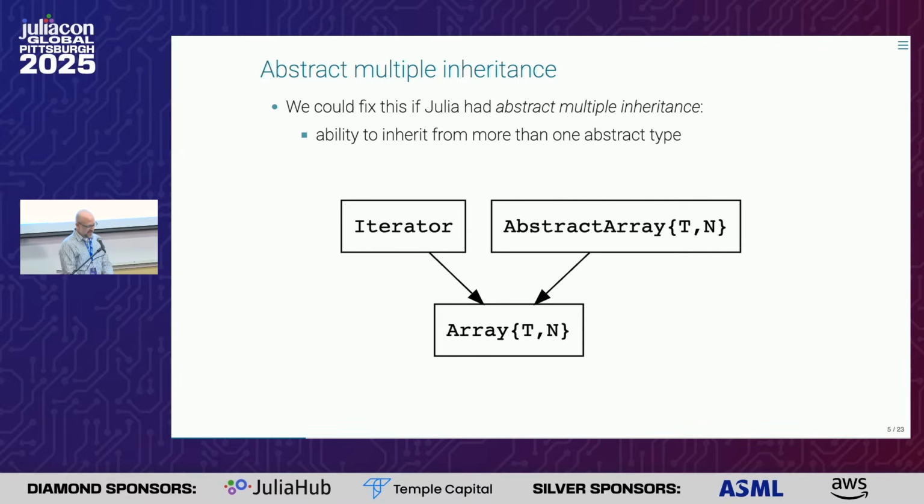So we could fix this if Julia had abstract multiple inheritance, which is the ability to inherit from more than one abstract type. In this hypothetical example, we have multiple inheritance. We could define the array type to inherit from both iterator and abstract array. So now you could send an array type to the second function, and it would dispatch to the iterator abstract type, and then our problem is solved.